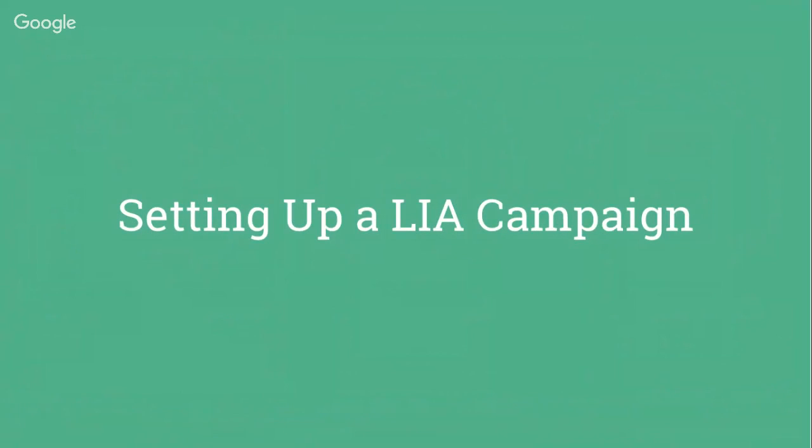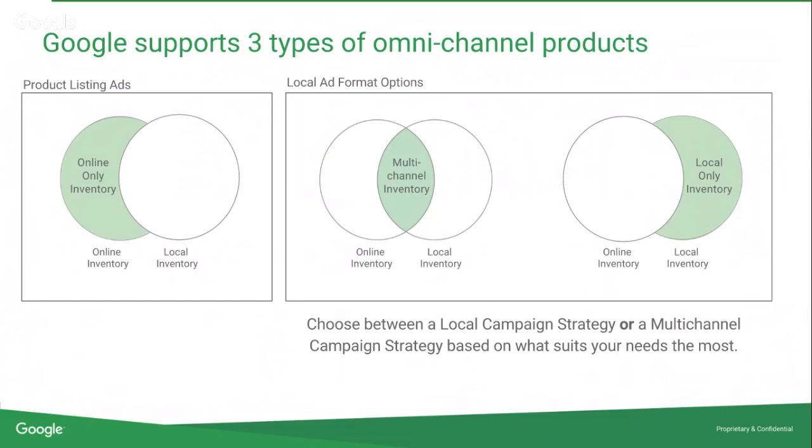Okay, so now that we've gone through the format, it's time to think about how we would go about setting up an LIA campaign. So if we look at all of the options, again, on the left, here's what you're probably already doing with Google Shopping. This is for your online inventory. Until today, we haven't really been able to provide local inventory information through Google Shopping because you've always had to be able to buy the product that's been featured online.